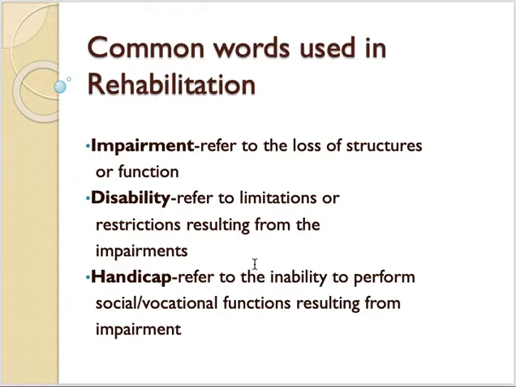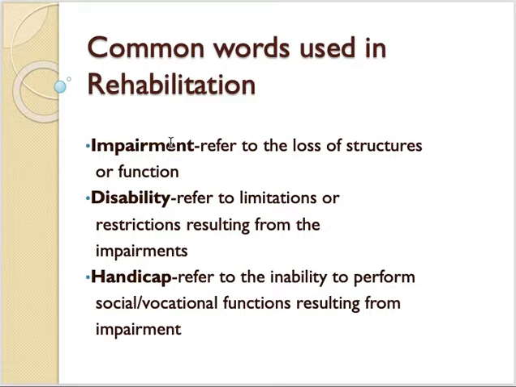So of course, disability occurs as a result of impairment. Impairment is the loss of some function, whereas disability is the limitation which the person has as a result of that impairment. So that will be called disability. For example, a stroke patient who has paralysis of a leg and is not able to walk has a disability.